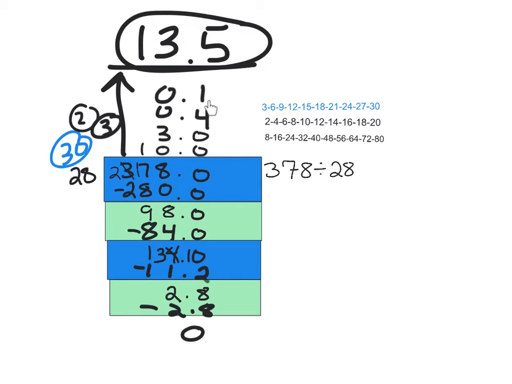Hey, if you knew right away to go to 5, that's fine. If you use the 30 estimation, you would have done it like I did here. But if you happen to know that it went in there 5 times, that's perfectly fine. So long as you got 13.5 for your answer. So therefore, 378 divided by 28 equals 13.5.